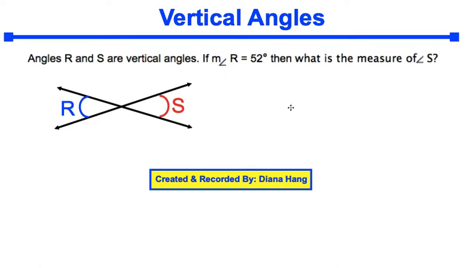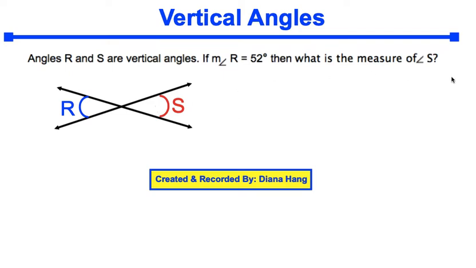Here we have a picture of two intersecting lines, and the prompt says that angle R and angle S are vertical angles. What we know about angle R is that it is 52 degrees. We need to find out the measurement of angle S.